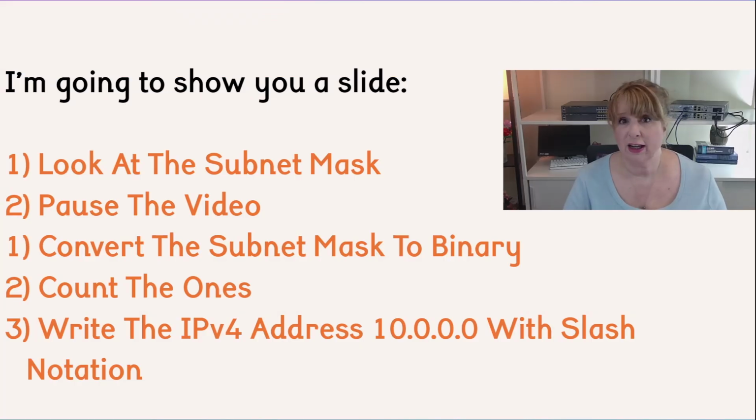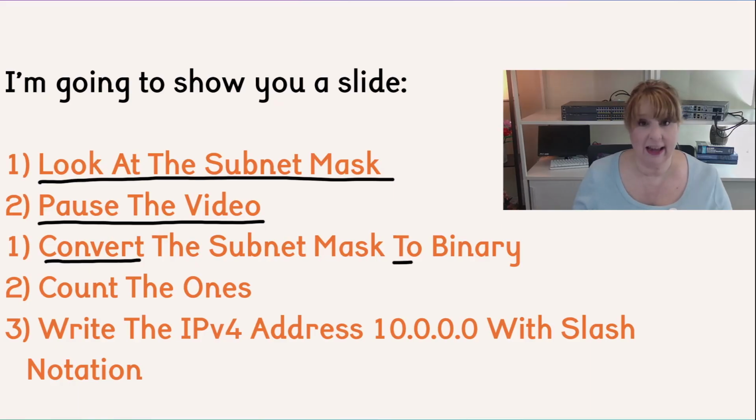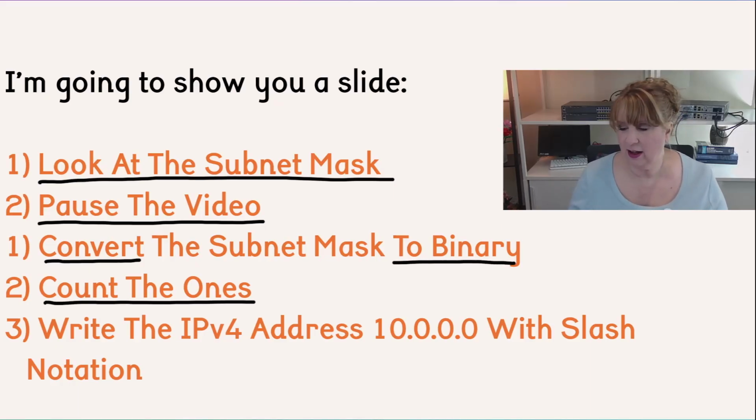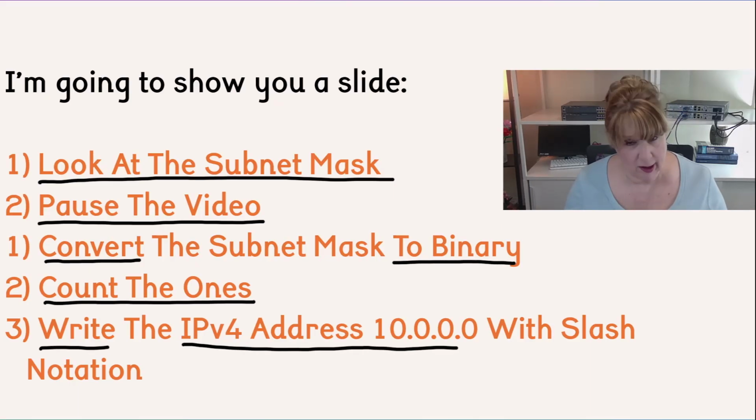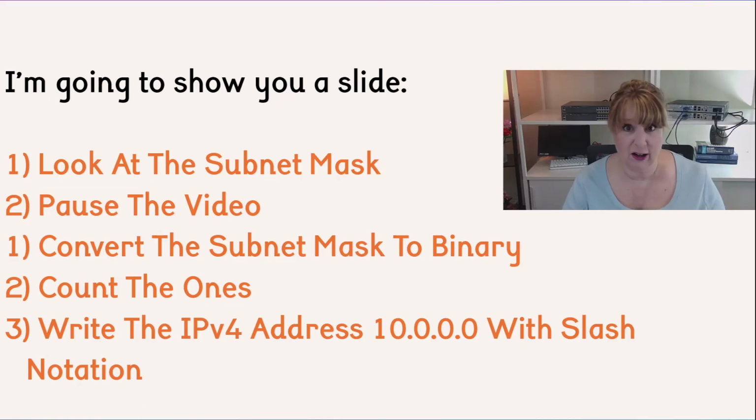All right, now I'm going to show you on the next slide some questions for you to answer. I'm going to encourage you to take a look at the subnet mask that I give you. Pause the video, convert that subnet mask to binary, count out the ones, and then write in the IPv4 address, because subnet mask always goes with its IPv4 address, and we're going to use 10.0.0.0 and write that out with a slash notation. Let's see how you do.